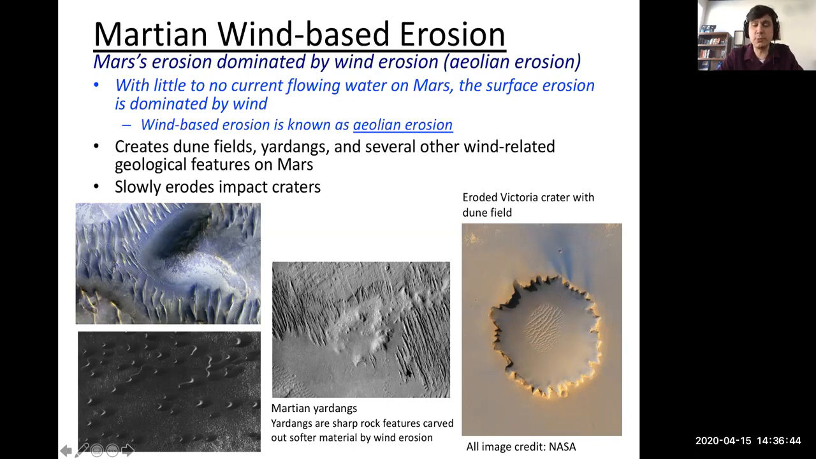Mars is also littered with these geologic features called yardangs as well, which are just these sharp rock features that are carved out where you have softer material, and then the wind blows and it erodes away, it blows away the softer material, leaving only the hard material that gets sort of eroded down as dust blows against it into these nice sharp ridges on Mars called yardangs. So you see yardangs on Mars.